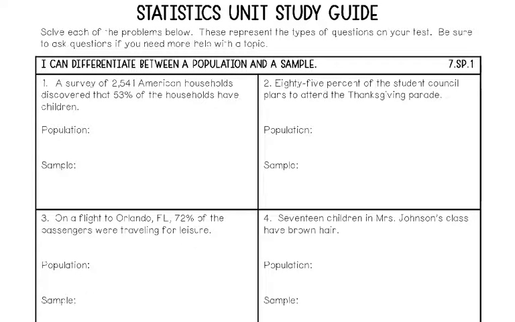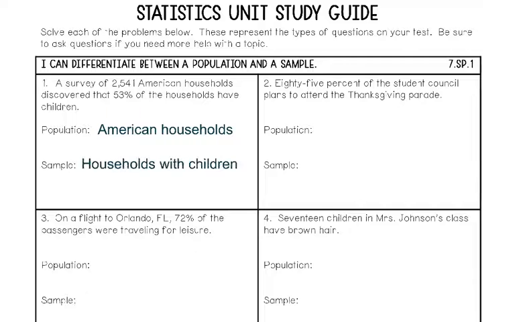In this first section, we're deciding the difference between a population and a sample. In question one, there's a survey of 2,541 American households. We discovered that 53% of those households have children. The whole group we're studying is the population, and that is American households. The sample would be that 53% of households with children.